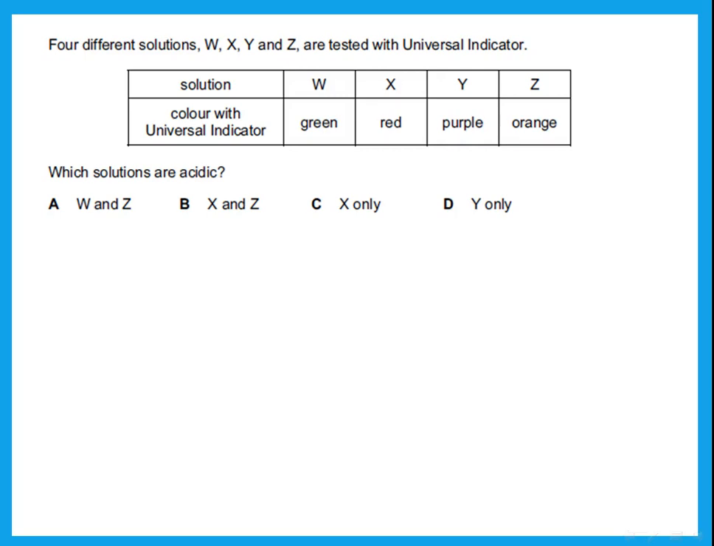So let's try this. 4 different solutions are tested with universal indicator. Which solutions are acidic? Now, we said if something is an acid, it will be what color in universal indicator? It will either be red or yellow or orange. These are the colors that we had in universal indicator paper. So the ones that are acidic here are the ones that are red and orange. So that is the X and Z. Okay.